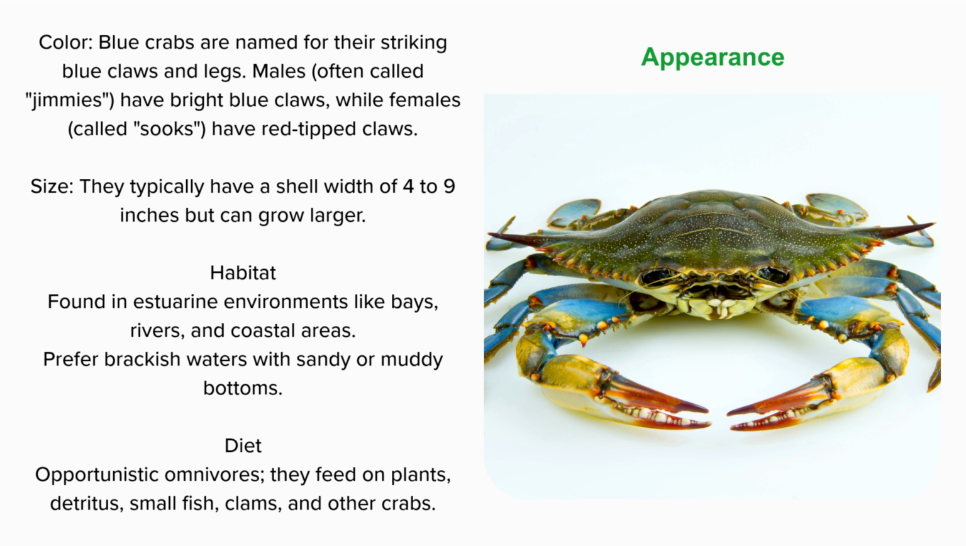Habitat. Found in estuarine environments like bays, rivers, and coastal areas. Prefer brackish waters with sandy or muddy bottoms. Diet. Opportunistic omnivores. They feed on plants, detritus, small fish, clams, and other crabs.